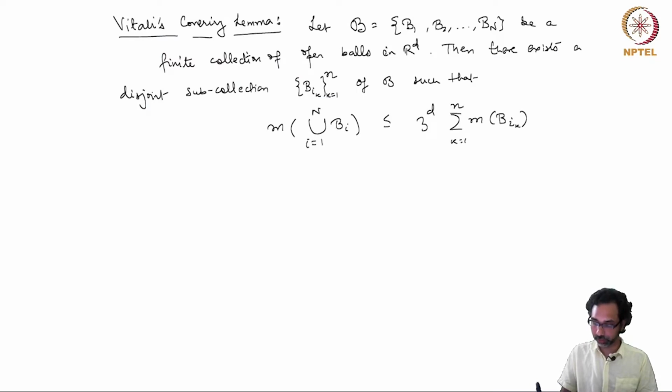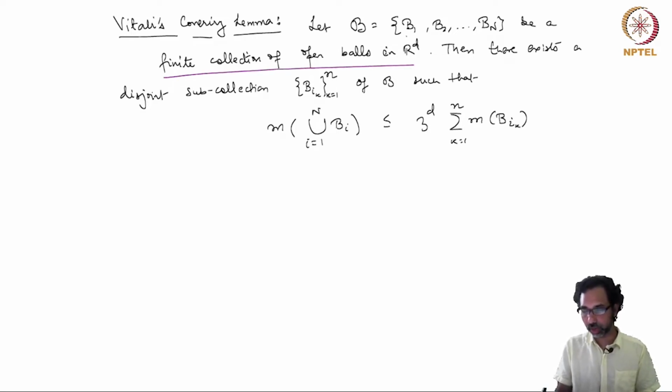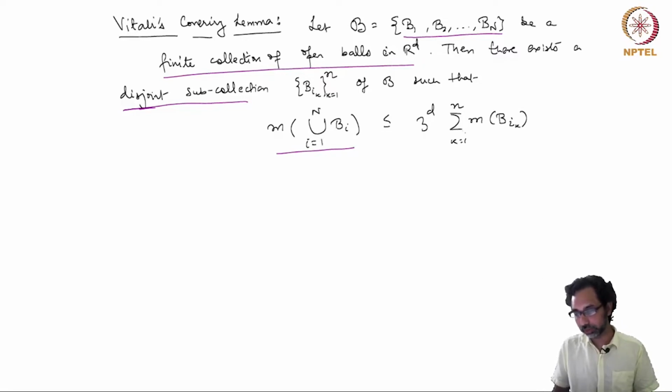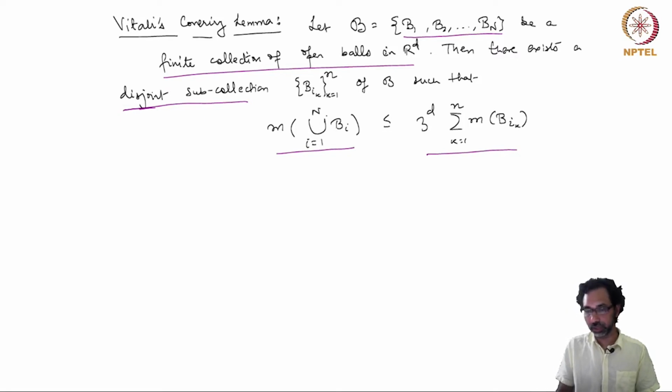So let's look at Vitali's covering lemma. It is the following statement: if you have a finite collection of open balls in R^d, say B1, B2 up to Bn, then there exists a disjoint subcollection. The disjointness is important here. A disjoint subcollection B_ik, k from 1 to small n, such that the measure of the union is bounded above by 3 to the power d times the sum of the measures of the balls from the disjoint subcollection.